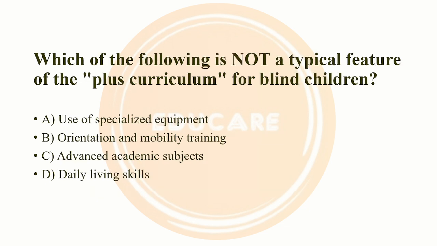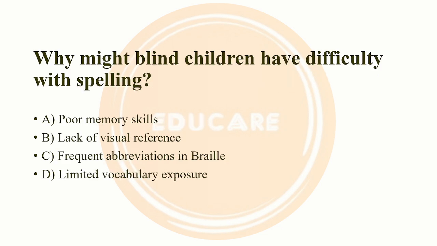Next, which of the following is not a typical feature of the curriculum for blind children? Options: use of specialized equipment, orientation and mobility training, advanced academic subjects, daily living skills. The answer to this question is option C, that is advanced academic subjects.